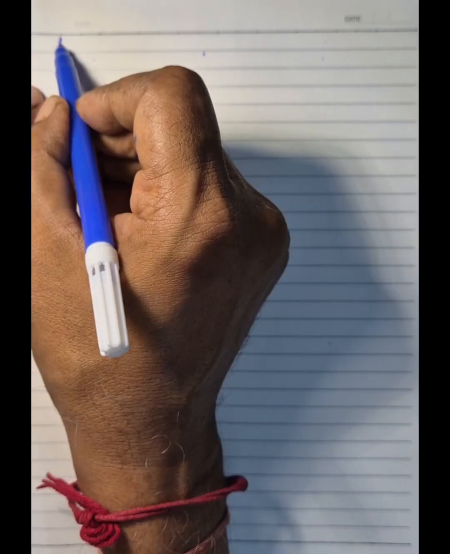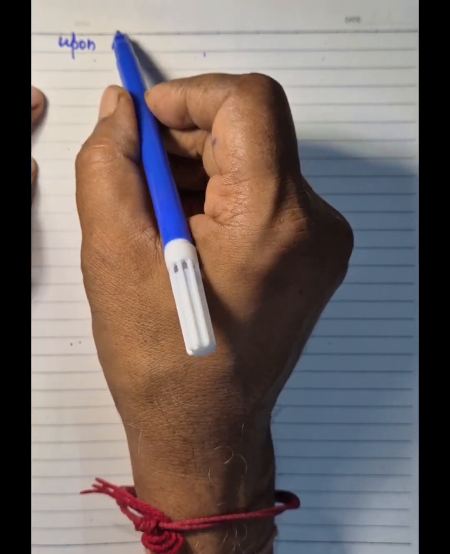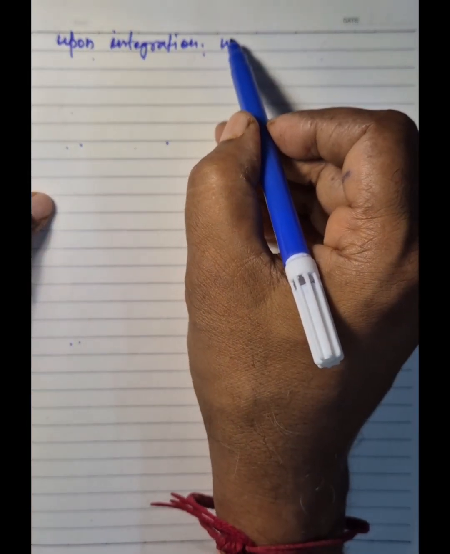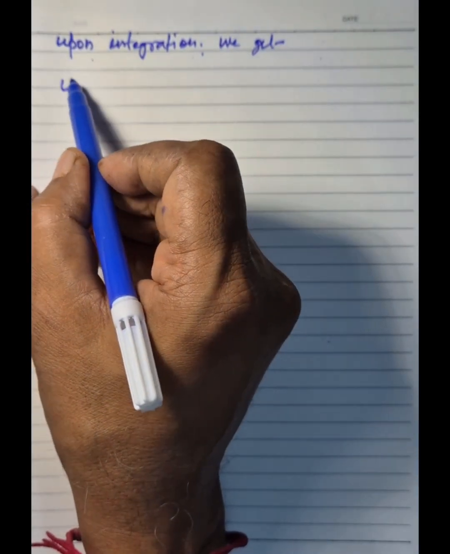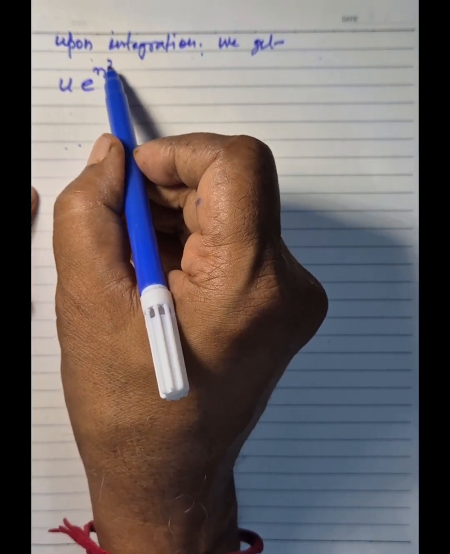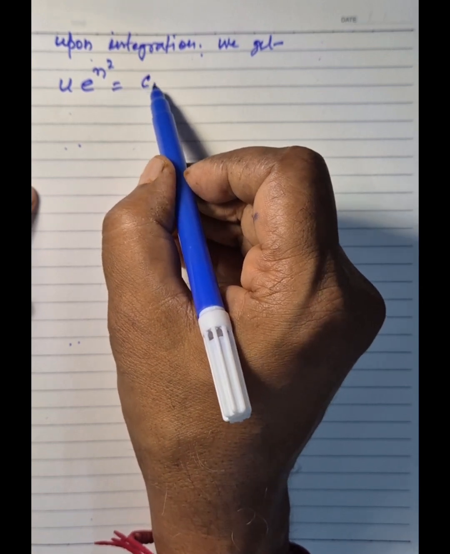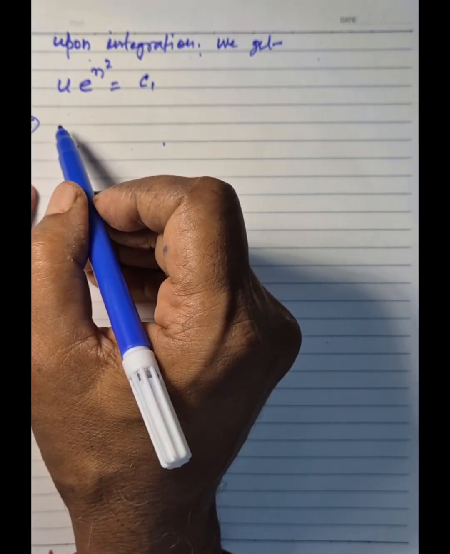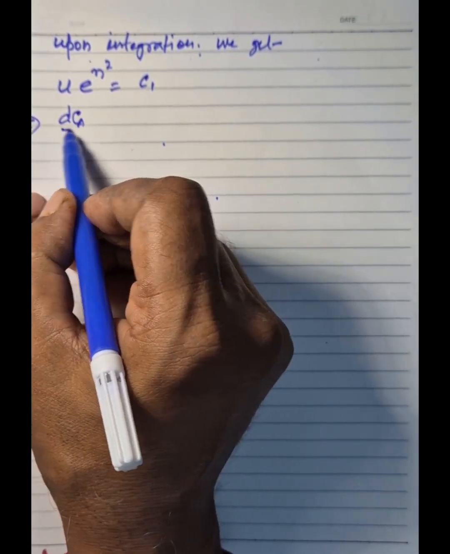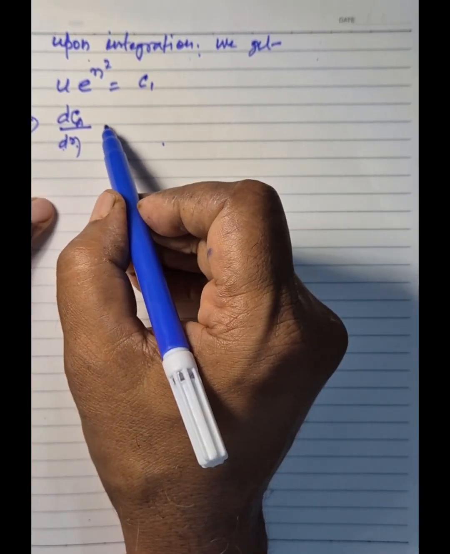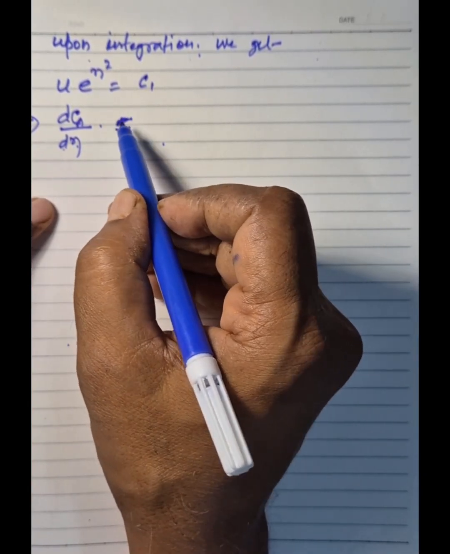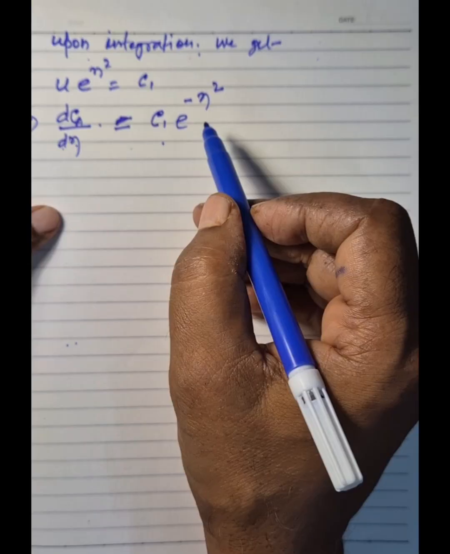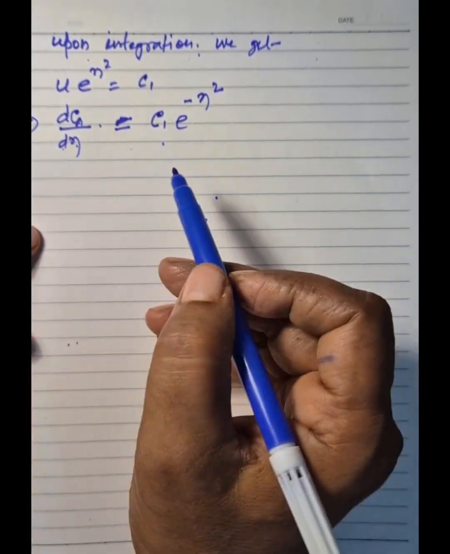So upon integration we get u to the power eta square is equal to c1, where c1 is the integration constant, or this can be written as dCA by d eta equal to c1 e to the power minus eta square, where c1 is the integration constant.